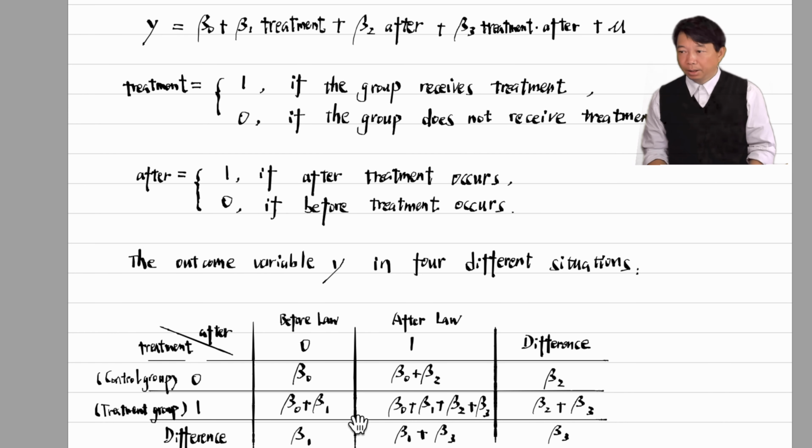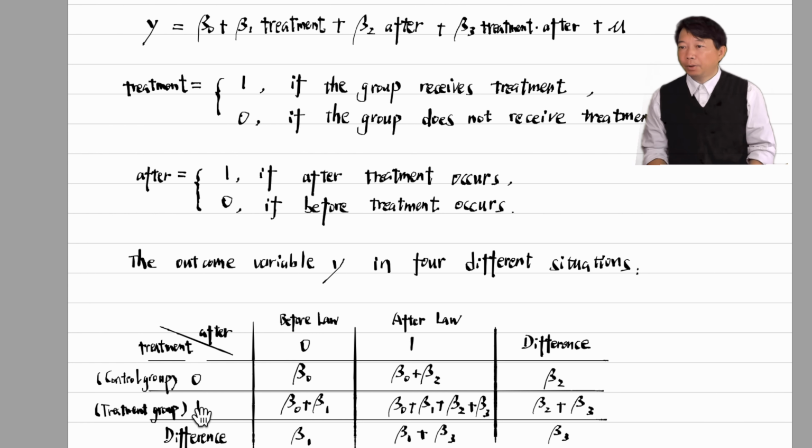The second row is for the control group, the low-income workers. Before the law was enforced, their length of time on compensation equals beta 0. It equals beta 0 plus beta 2 after the law was implemented. The change in the outcome variable for the control group is beta 2. It captures the trend of change without treatment.